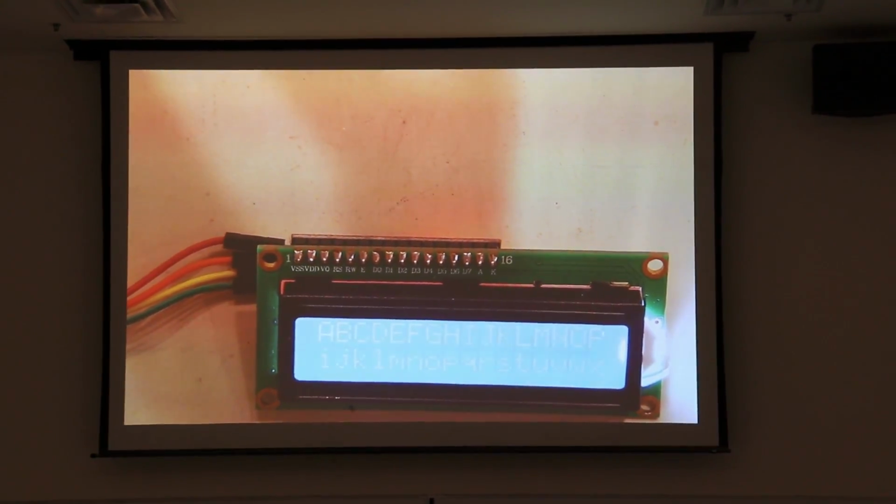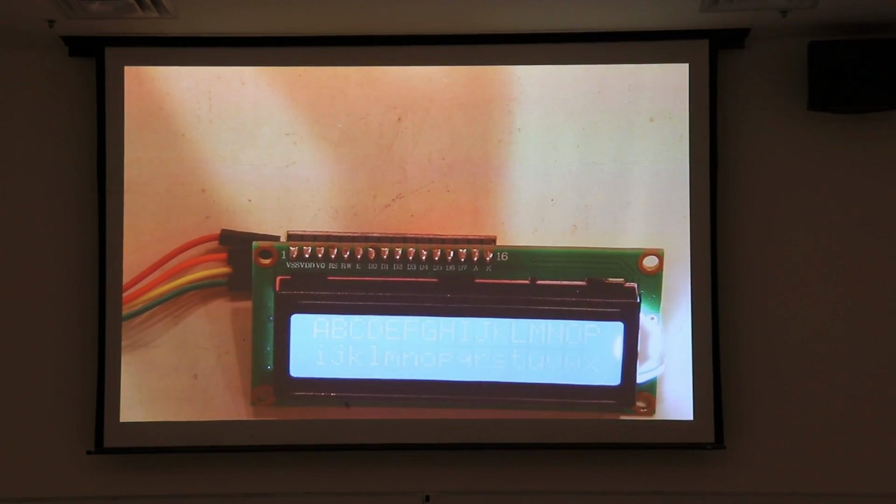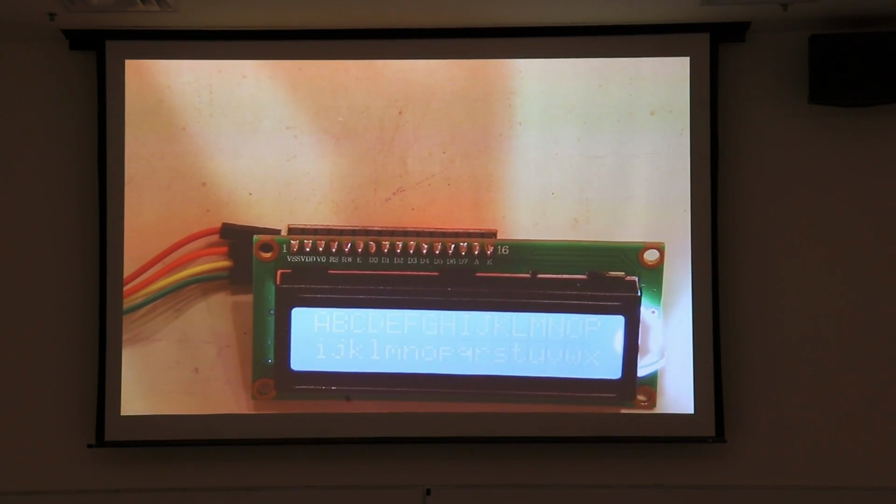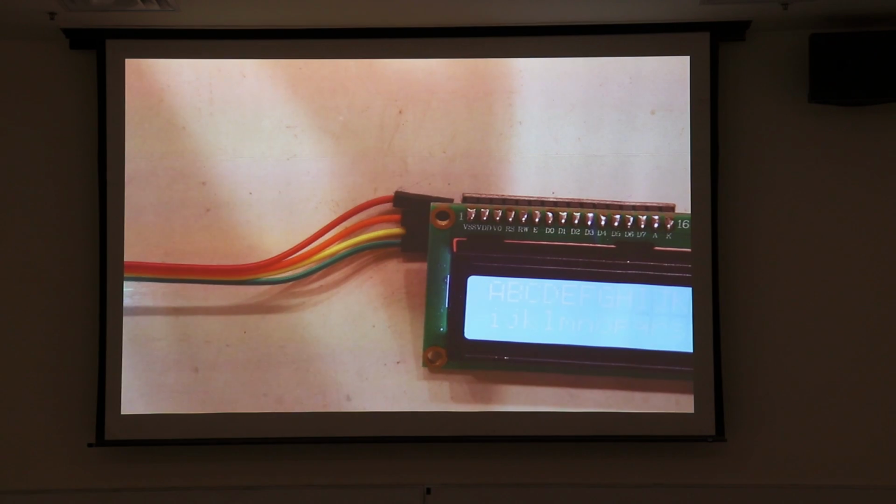So between 0F and 40, it dumped all those other characters into the display memory, but they're not displayed because it's only 2-line by 16. It's not 4-line by 20, which would include all the display area. Okay, so there's the demo.